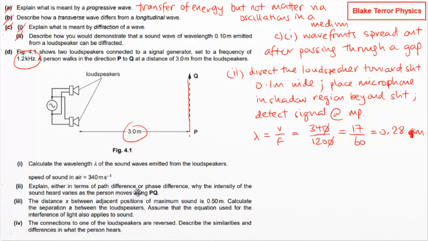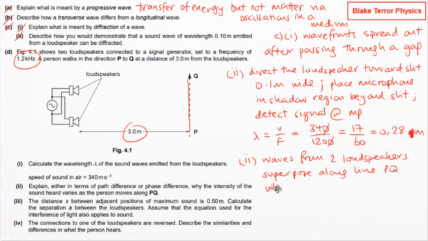Explain either in terms of path difference or phase difference why the intensity of the sound heard varies as the person moves along P to Q. So we need, again, a number of steps on all of this. So we can say the waves from the 2 loudspeakers are going to superpose along line PQ. So that's just giving a statement of what's happening with the waves.